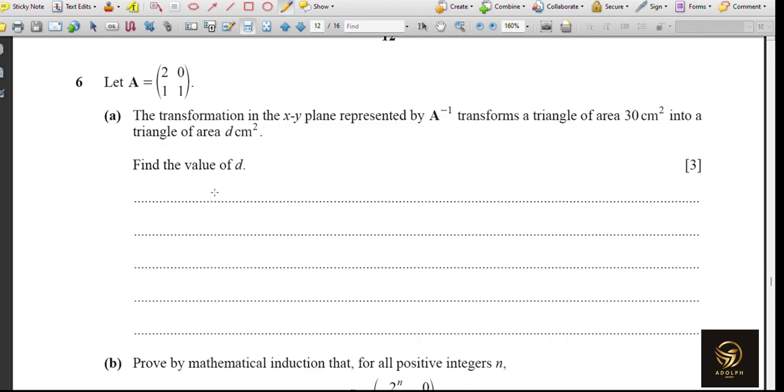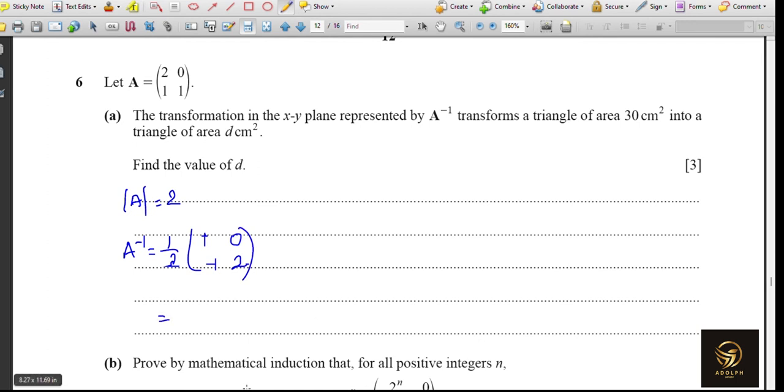Next question: they gave the matrix A as (2 0; 1 1), and the transformation in the xy plane represented by A inverse transforms a triangle of area 30 centimeter square. Find the value of d. So A inverse is transforming, so first we have to calculate A inverse. For that, the determinant of A is 2 into 1, which is 2. Then A inverse is 1 by 2 into (1 0; -1 2), you'll be getting it.